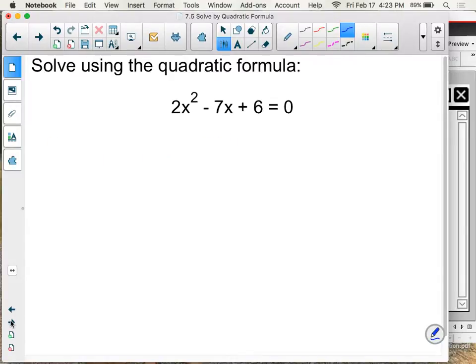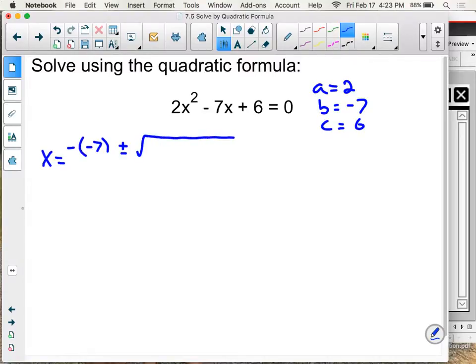So if you take a look at this equation here, I have it set equal to 0. So in my quadratic formula, A is going to equal 2, B is going to equal negative 7, and C is going to equal 6. So I go to my formula and I plug those numbers in. Let's see, x equals negative b, which is negative 7, plus or minus the big old square root of b squared minus 4ac all over 2a.